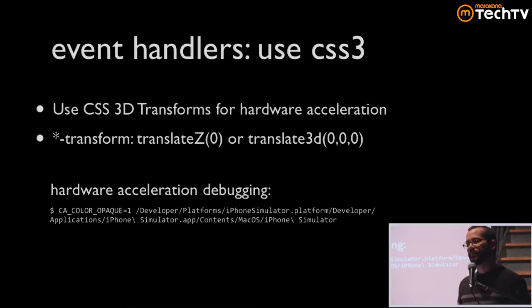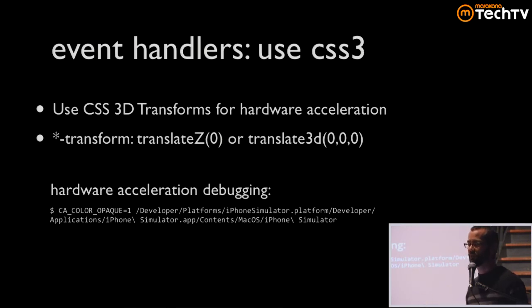But the real hack here is, if you have a 2D transform going on, to make it into a 3D transform by including translate Z or translate 3D as part of the transform description. You can just append your 2D transform with one of these, and it instantly becomes a 3D transform, and then you get hardware acceleration. Awesome.